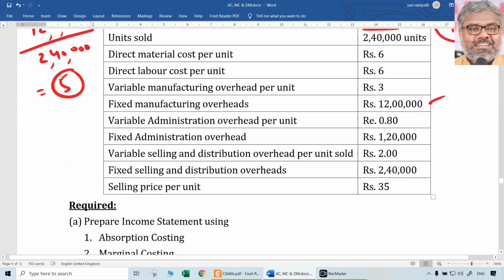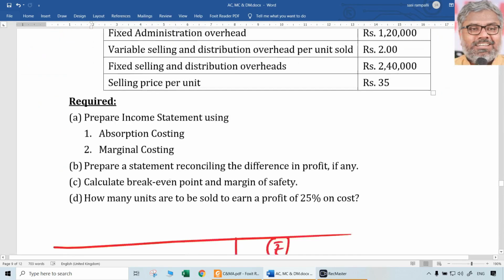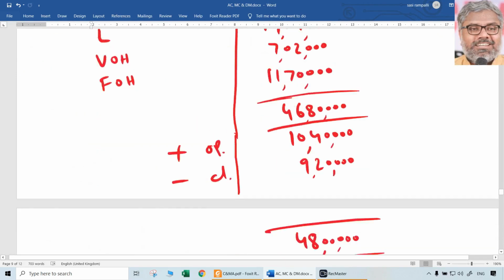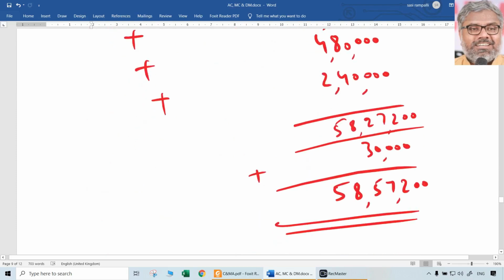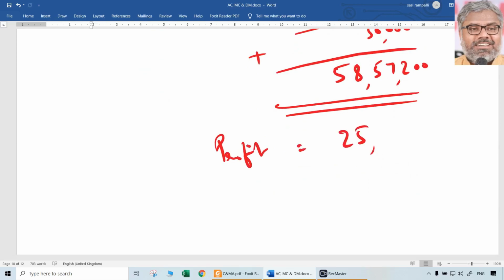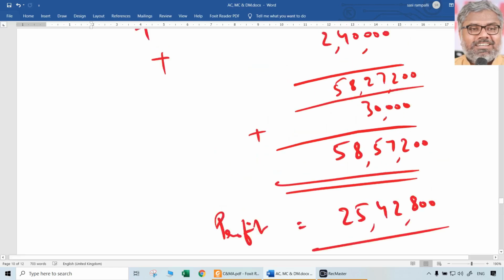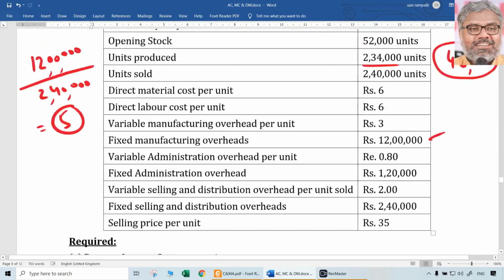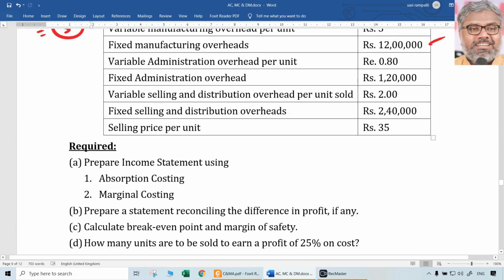Then what is the profit? We know the sales already, 84 lakhs minus 58 lakh 57,200, that will be 25 lakh 42,800. That is the profit under absorption costing. That's it. That is one thing that was asked in the question.